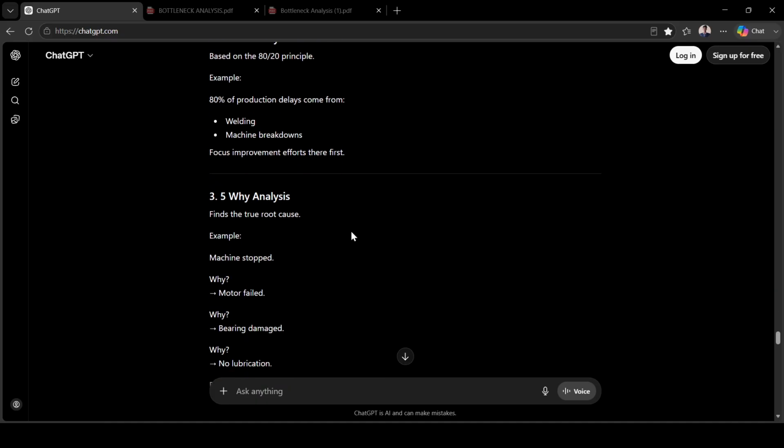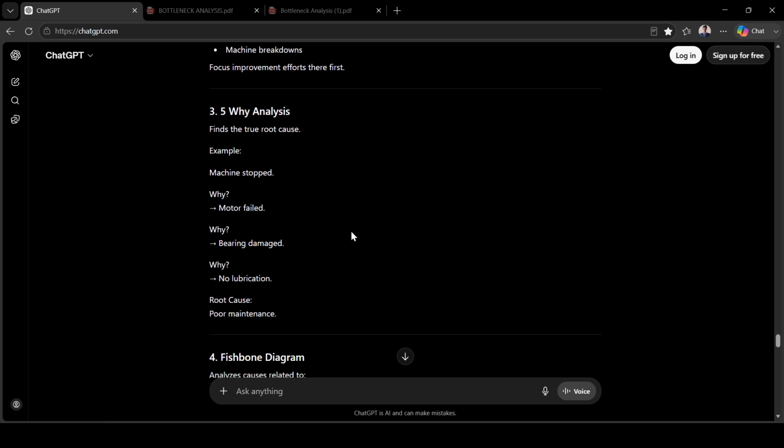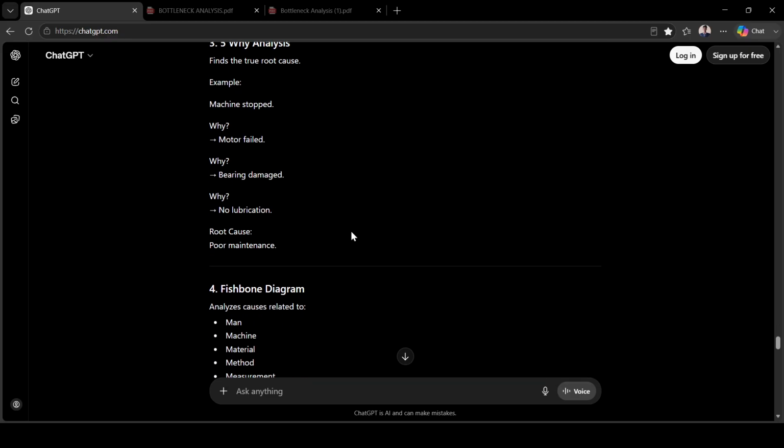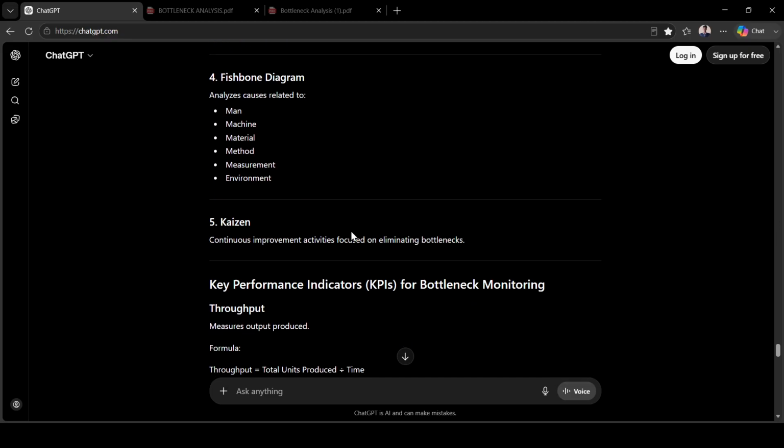Third one is 5-why analysis, finding the true root cause. Example: machine stopped. Why? Motor failed. Why? Bearing damage. Why? No lubrication. Root cause: poor maintenance. Fourth, the fishbone diagram analyzes causes related to man, machine, material, method, measurement, and environment. Then the fifth one is Kaizen.